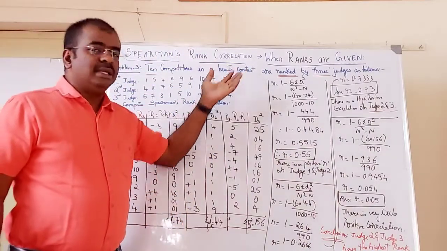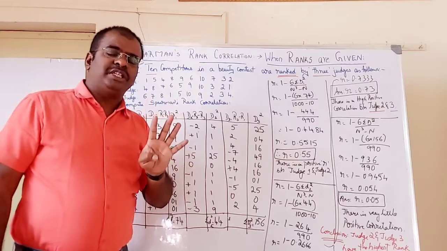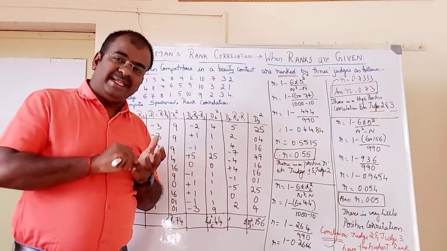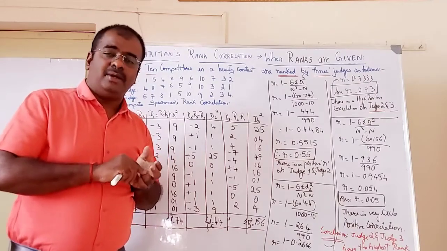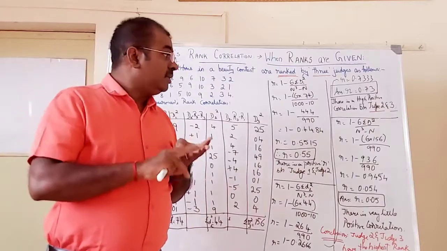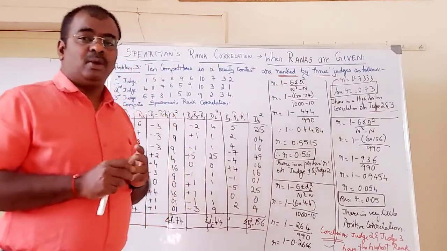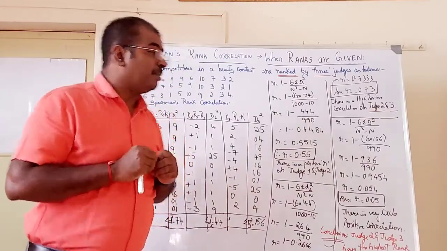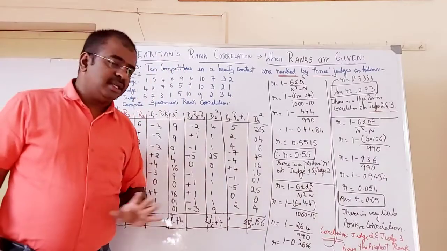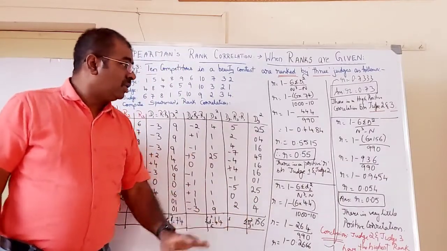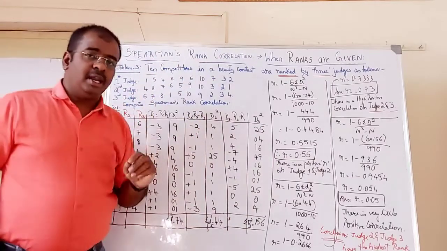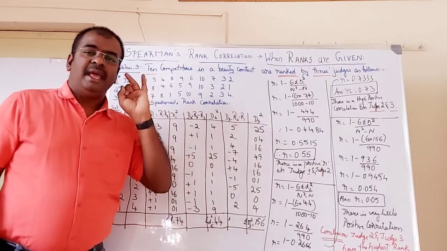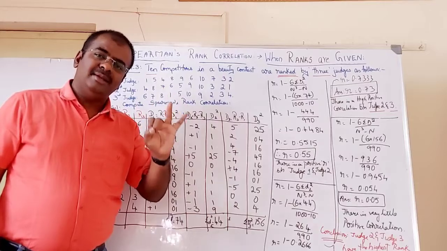The other situation was when ranks are not given, we have 4 steps. Step number 1 is assigning the ranks to X series as R1 and Y series as R2. Second step was finding out the differences between rank 1 and rank 2. Third step is squaring the differences. And the fourth step was applying the formula. So with the help of these three problems, I hope you all have clearly understood Spearman's rank correlation in two different situations. That is, one, when ranks are not given, and second, when ranks are given.